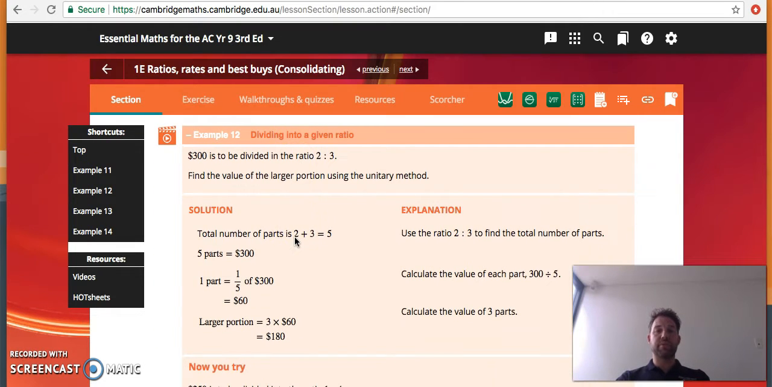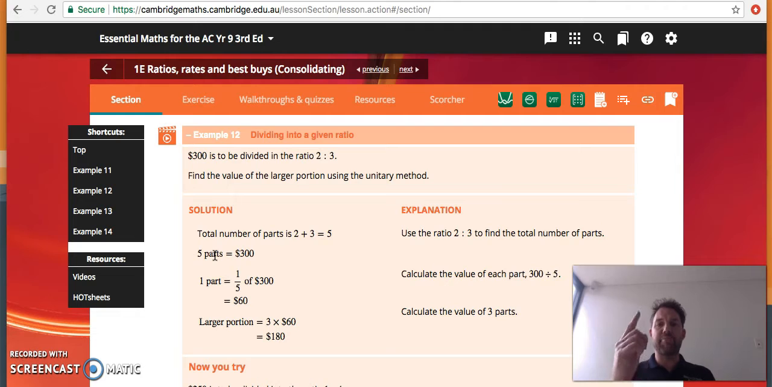Next, for example 12, we've got $300. Say we've made $300 at a cake stall, and we want to divide up that money in the ratio 2 to 3. So someone's getting 2 parts of the $300 and someone's getting 3 parts of the $300. So all up in that ratio there are 5 parts. 2 and 3 is 5. Alright, so 5 parts of $300.